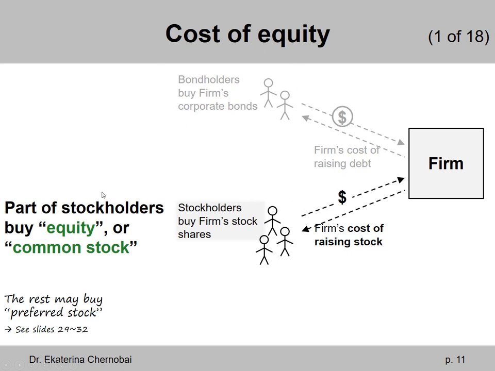So cost of equity. That's basically the link between the firm that raises money from those type of investors who buy the firm's equity, or common stock, in other words. These are 2 terms used interchangeably. And there are other investors who buy stock shares, but they're buying what we call preferred stock shares. So that's going to be on later slides. So let's focus on equity or common stock, or more precisely, cost of equity from the firm's perspective.